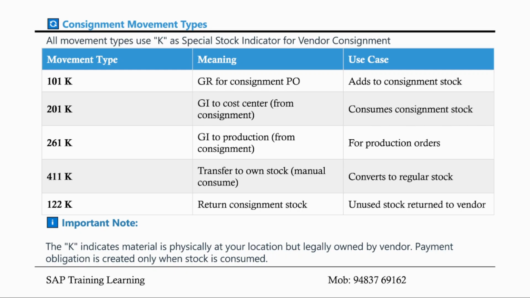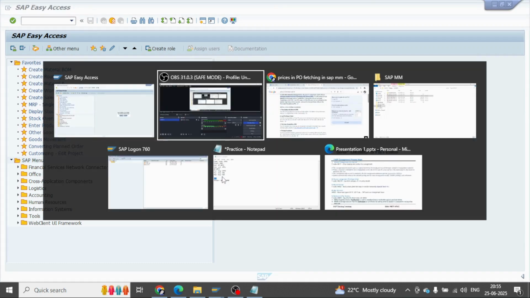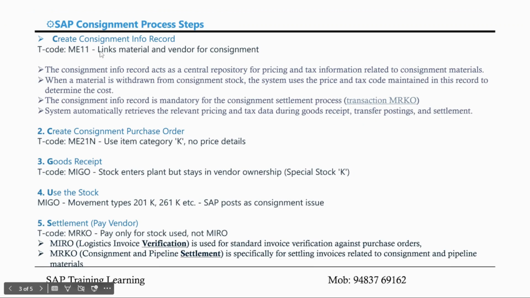Let's understand in the system. Now let's create, starting from a material which is going to be your consignment product, and a vendor who supplies this consignment stock. Once we have these both, material and the vendor, then you can start creating the consignment info record, right? So stick to the process steps. You create a consignment info record, and then you create a consignment purchase order, and then goods receipt, and issue the goods and settle the vendor.